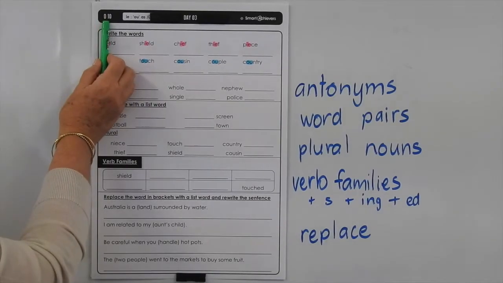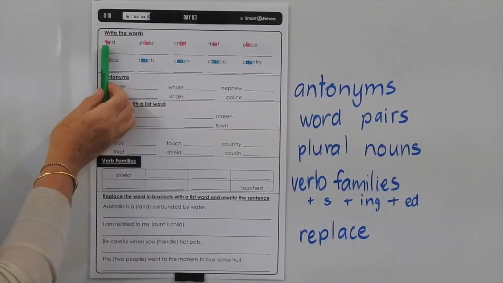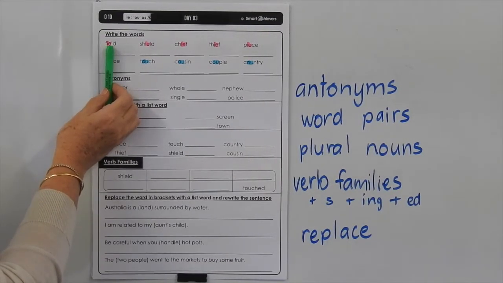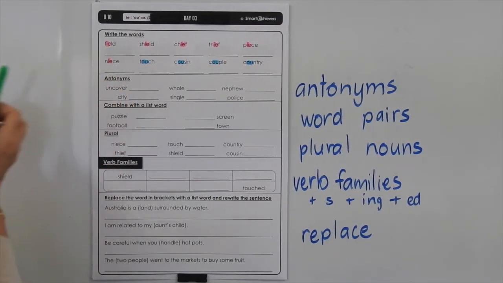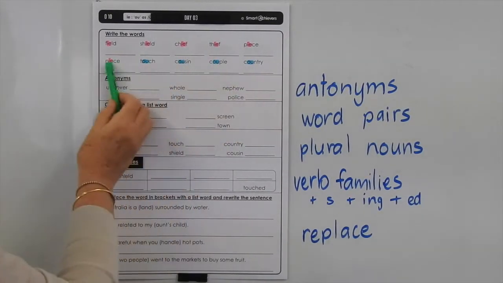This is level O, list 10, and we're doing the day 3 page. And in this page we're revising the E sound represented by IE. So I before E except after C where the sound is E is the important part. So we've got field, shield, chief, thief, piece, niece.